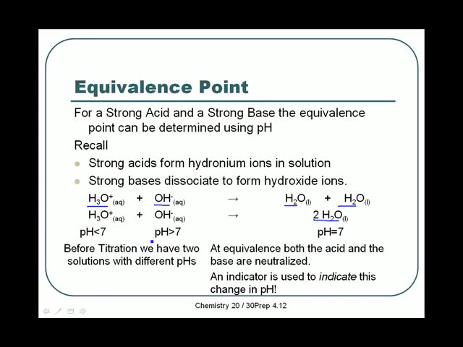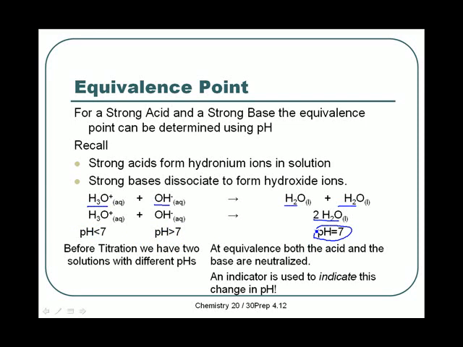The pH of our two solutions before are going to be very different. The acid is going to be pH below 7. The base is going to be pH above 7. But at equivalence, when both of them are completely reacted, there's nothing left over of either, we're going to have a pH of 7, because the only thing that's going to be in our flask is water.